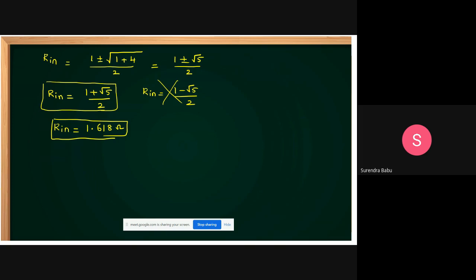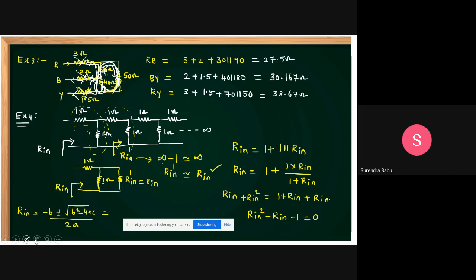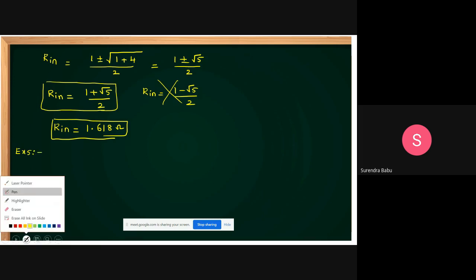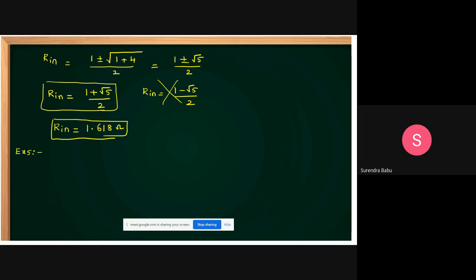For example, one more question I'm giving here. Can anybody try this? Okay, this is example 4 completed, example 5. These models are repeating in competitive exams. That's why I'm giving this more number of problems in this.